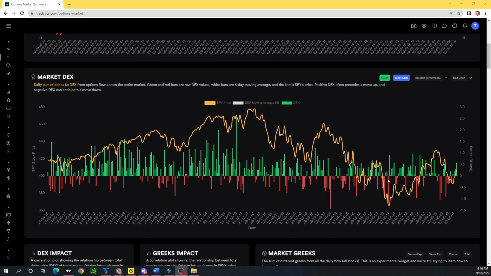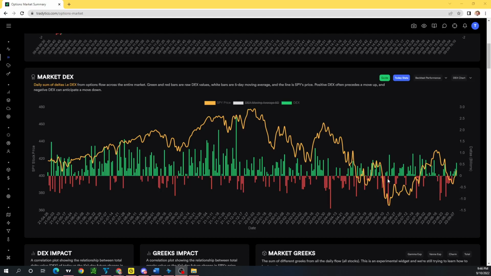Now, delta is a positive value for long stocks. Like if you buy actual shares, your delta is +1. It's also positive for long calls, which means buying calls, and for short puts, which means selling puts. These are all bullish strategies, right? Delta is a negative value for shorting stocks, for shorting calls, which means selling calls, and for long puts, which means buying puts. These are all bearish strategies.